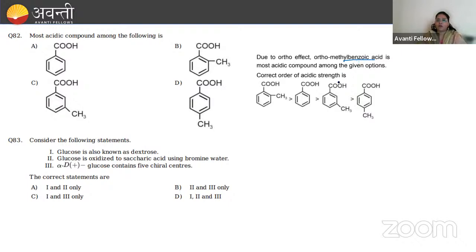Okay, among the following compounds, this will be the order. This is the most acidic because of the ortho effect. Any doubt? Next, consider the following statements. So these are the statements. Three statements are given. From these we have to see which are the correct statements. So which are the correct statements here?